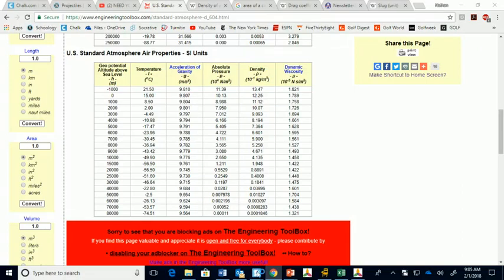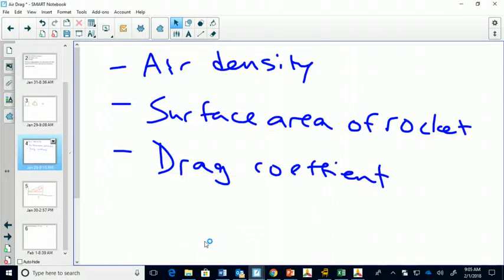All right, let's go back to our list. How about surface area? How do we calculate surface area for this guy? Again, I saw some good answers for this one. Yes, sir?